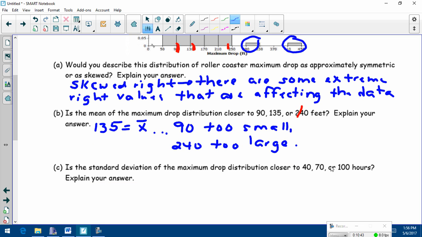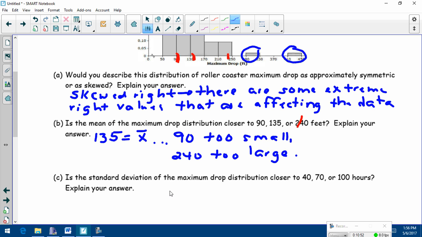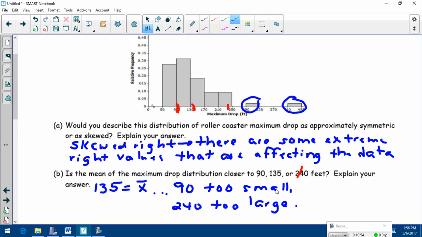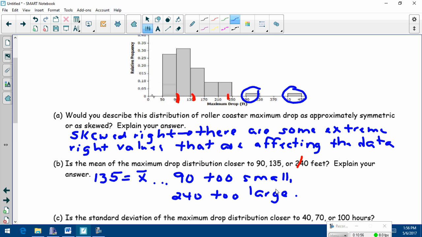This one's a little trickier. Is the standard deviation of the maximum drops closer to 40, 70, or 100 hours? Explain your answer. Okay, so standard deviation. Standard deviation says, again, how spread out the data is.